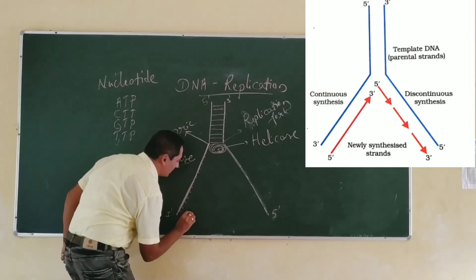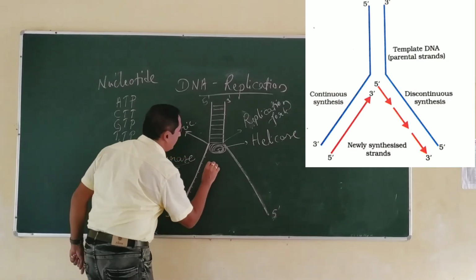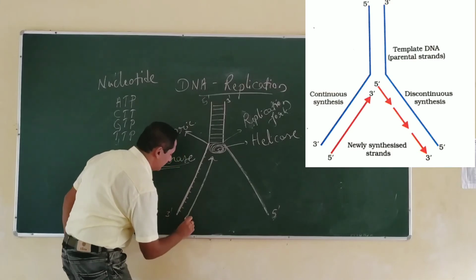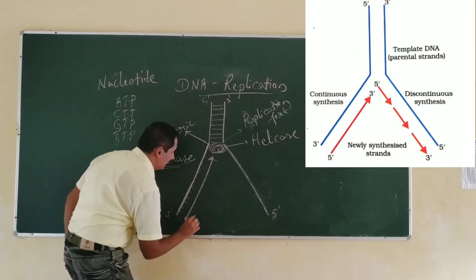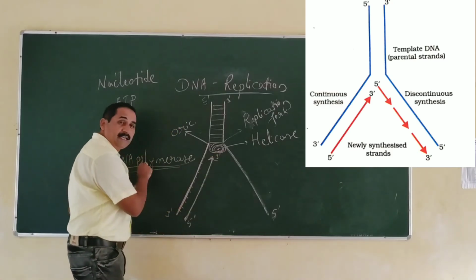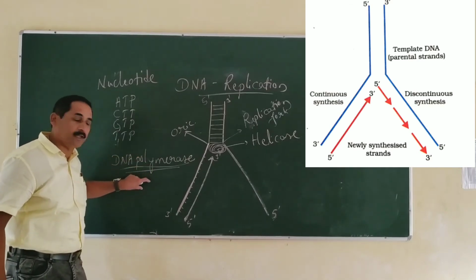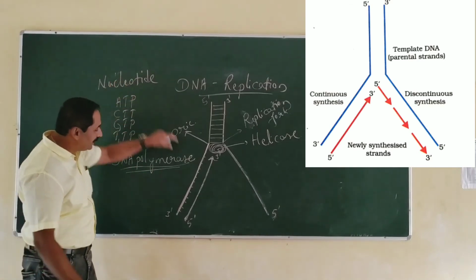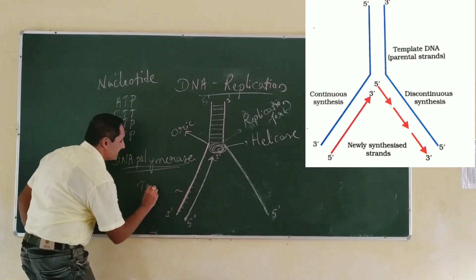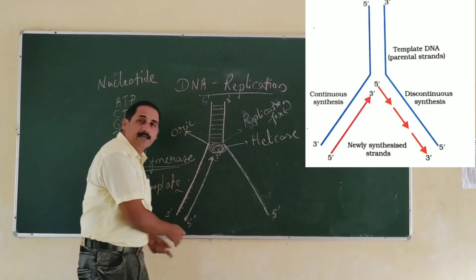The new nucleotide comes into this region and is joined by a phosphodiester bond, and the new strand is synthesized in the 5 to 3 direction with the help of DNA dependent DNA polymerase enzyme. This enzyme brings new nucleotides which are complementary to the template strand. The parental strand acts as a template copy.